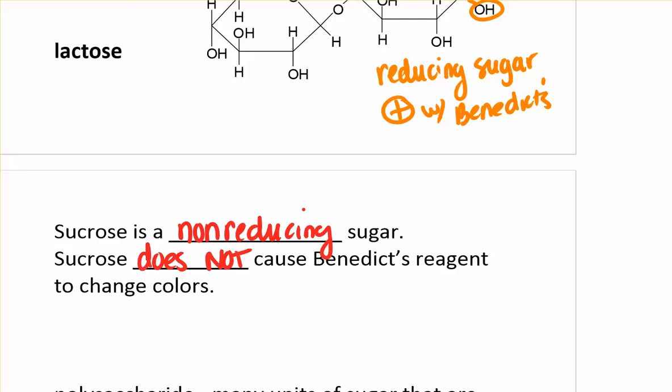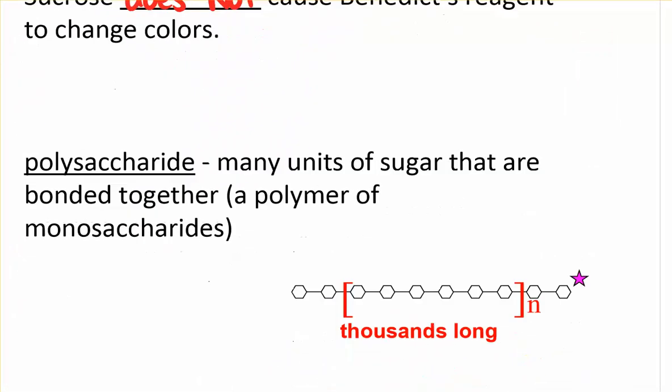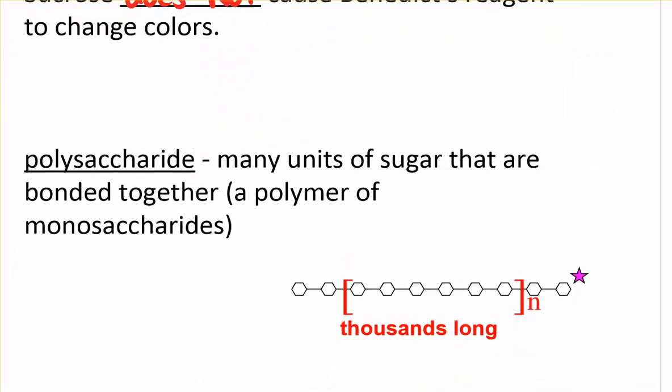Okay, let's go and look at some polysaccharides. Let's zoom in a little bit here. A polysaccharide, poly means many, saccharide sugar, so many units of sugar that are bonded together end to end, and these are normally thousands of units long, so I cannot draw the whole thing on here. So instead, I did these brackets with this n, where n could be some big number that repeats on and on and on. Anyway, you need to know that it's thousands of units long, and on the very end, you have one hemiacetal group.